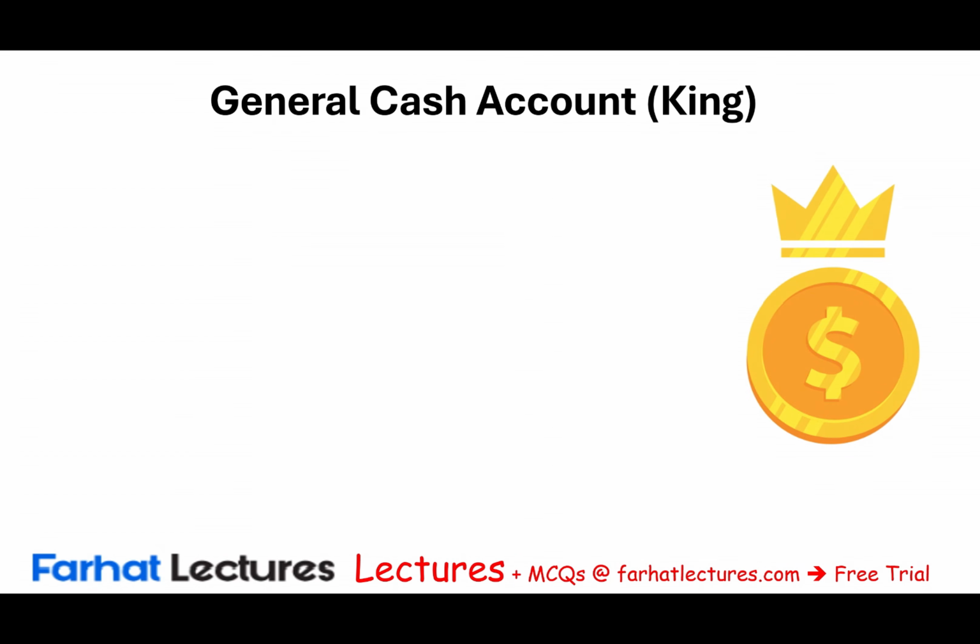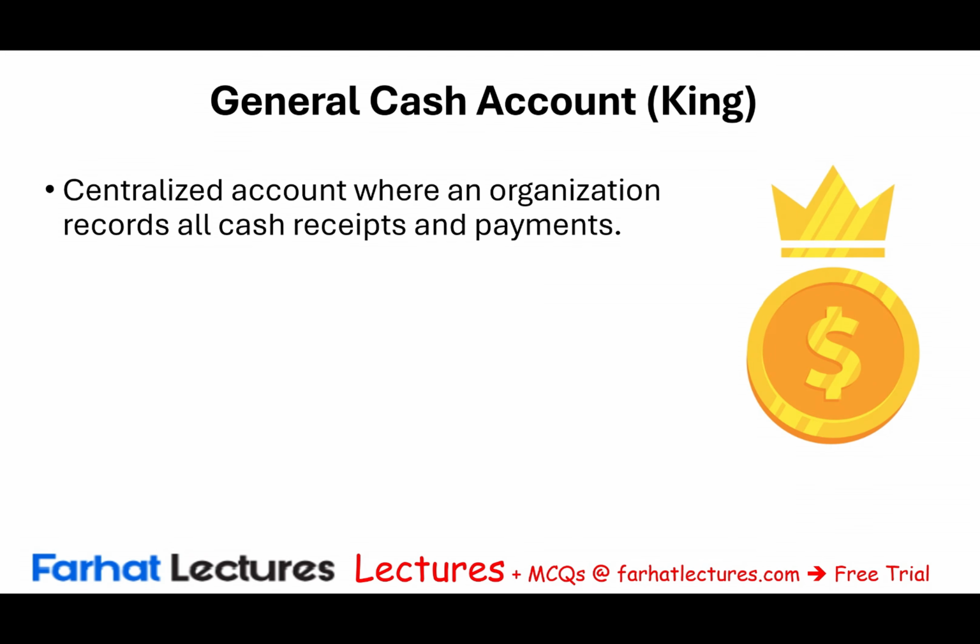The first thing we will look at is the general cash account, and that's the king account. That's the centralized account where the organization records all cash receipts and all cash payments. This is the main account. And we could have more than one general cash account. But what we mean by the general cash account is that all the payments and receipts are conducted from that account. We could have a general cash account 101, 102, 103, 104. That's fine. We could have multiple of them.